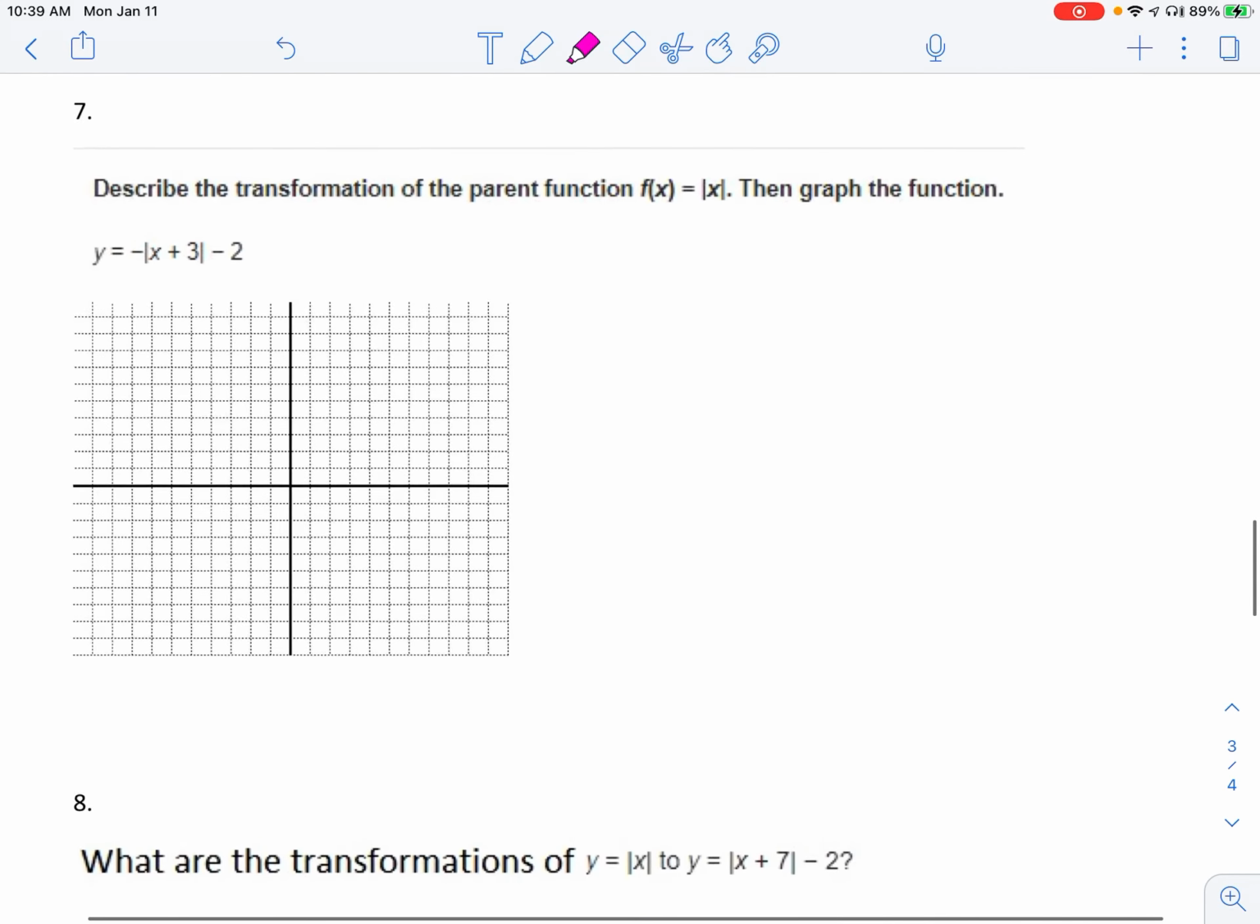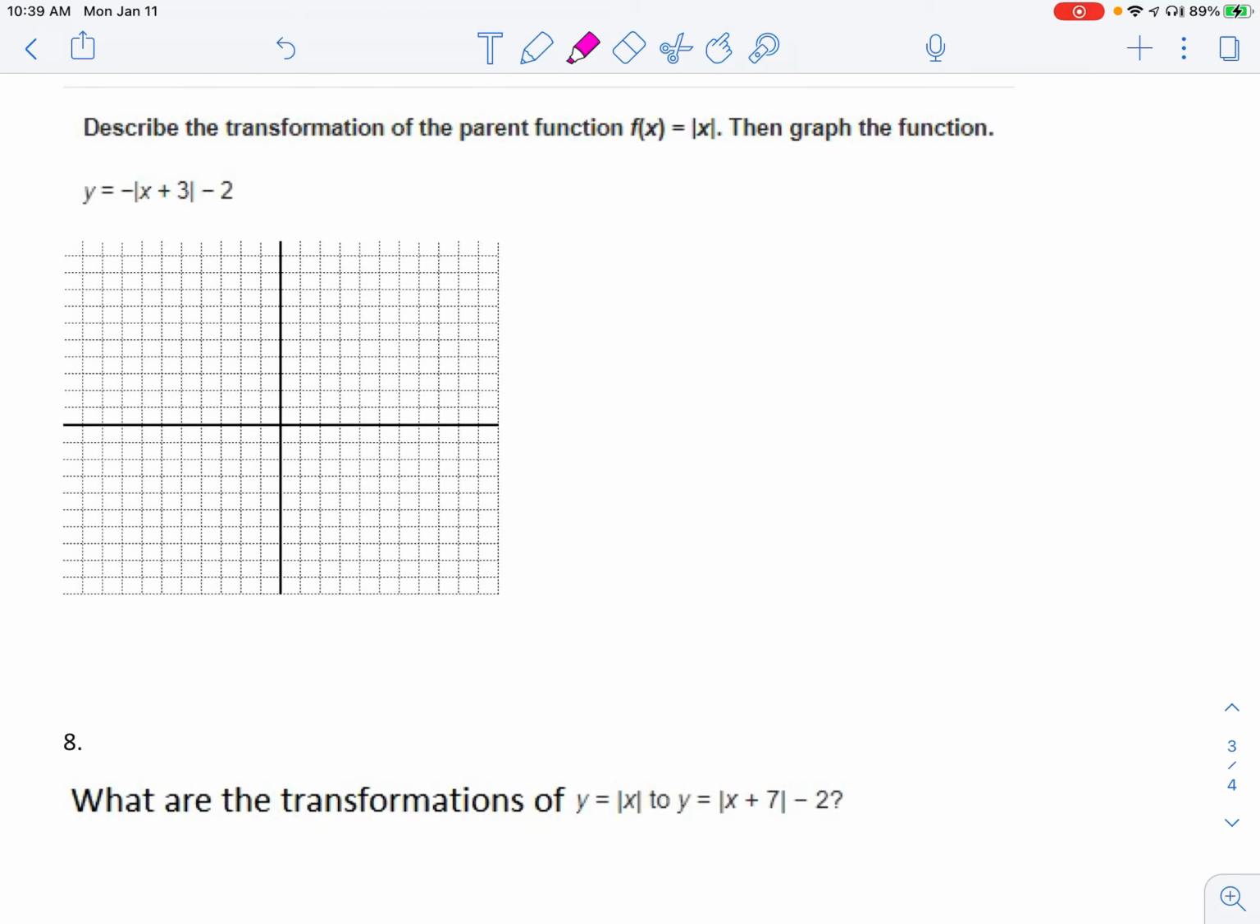Let's do number 7. Describe the transformations of the parent function absolute value of x, then graph it. So this one's the parent. And what's the baby? There it is. This is the new one. Let's talk about all the differences.